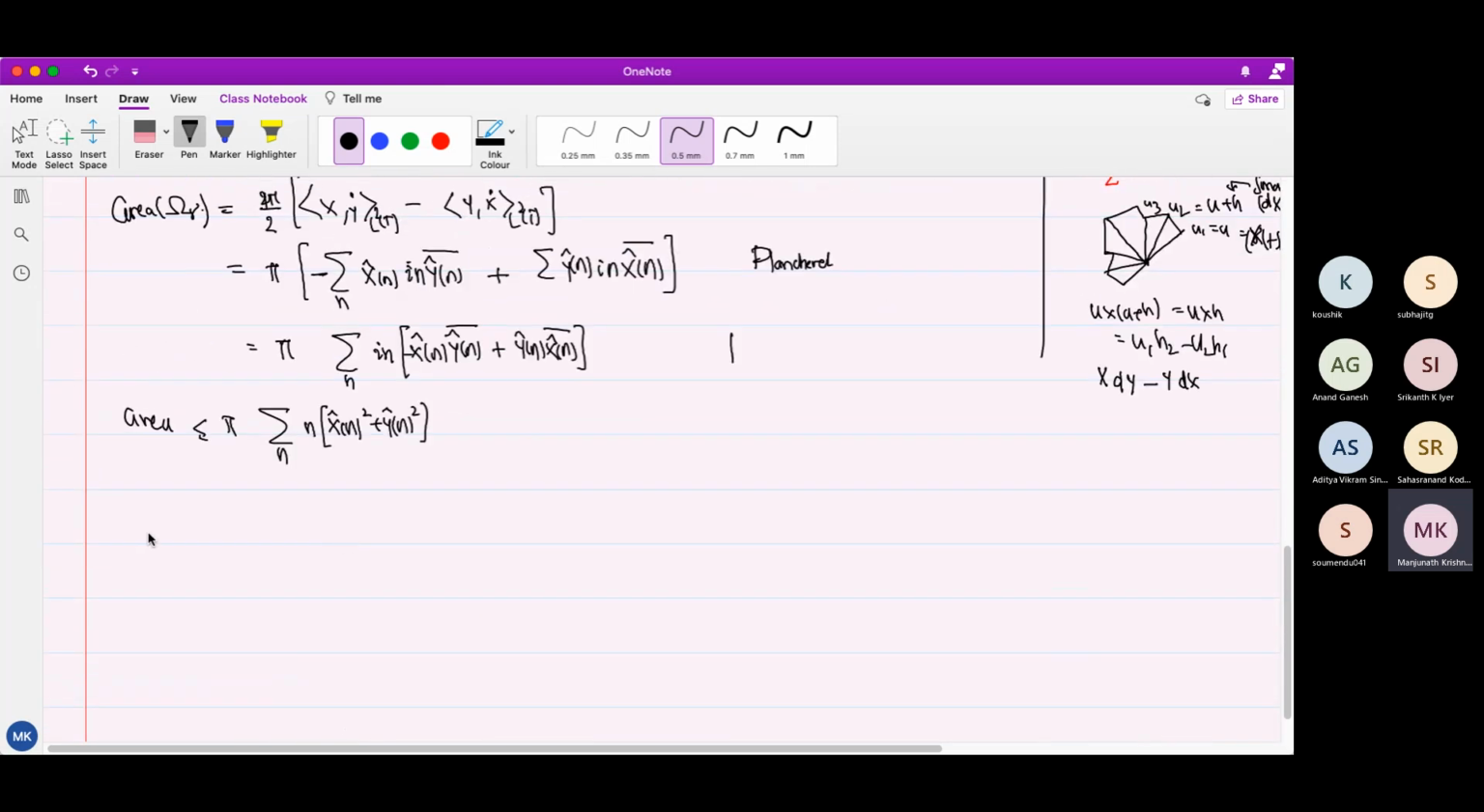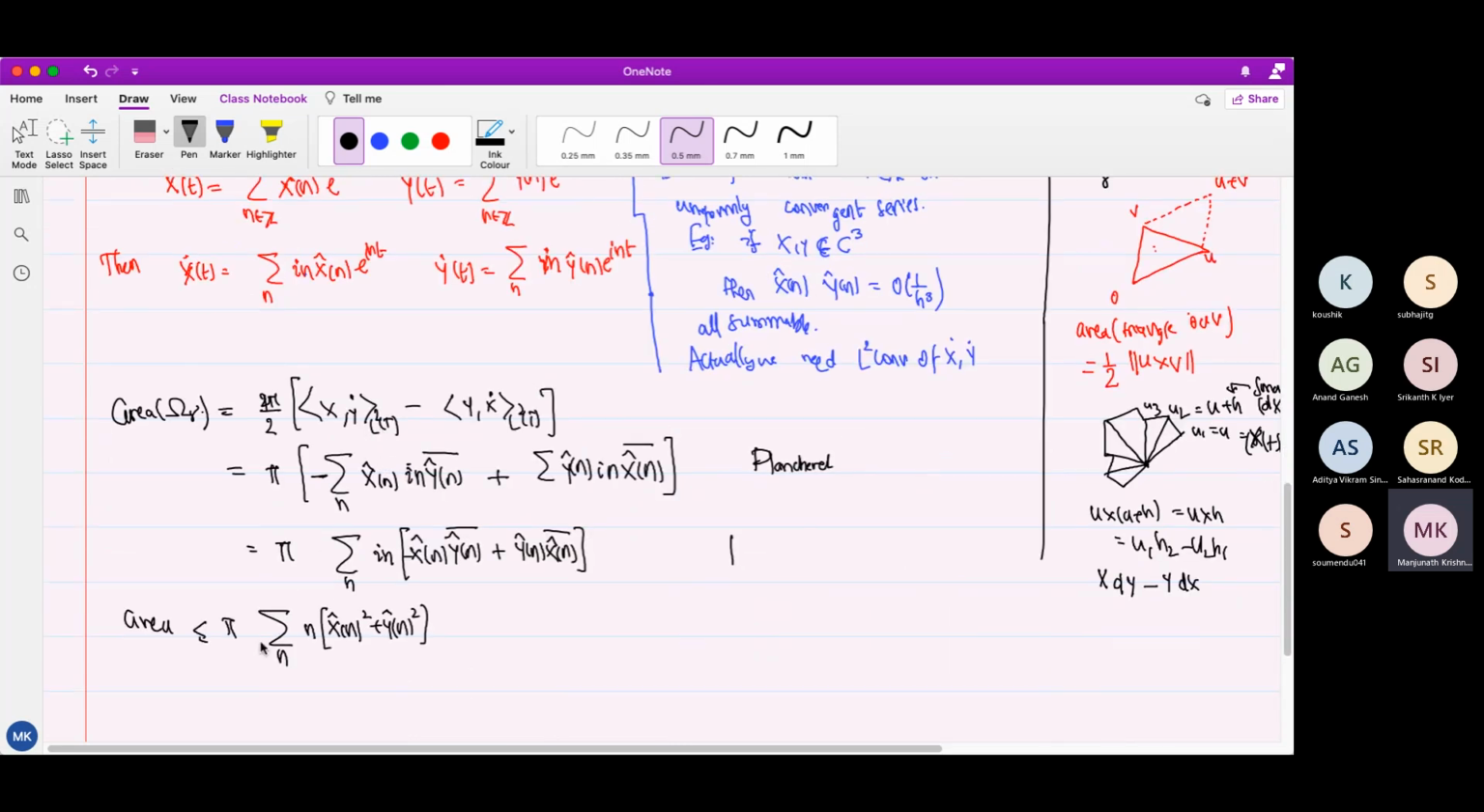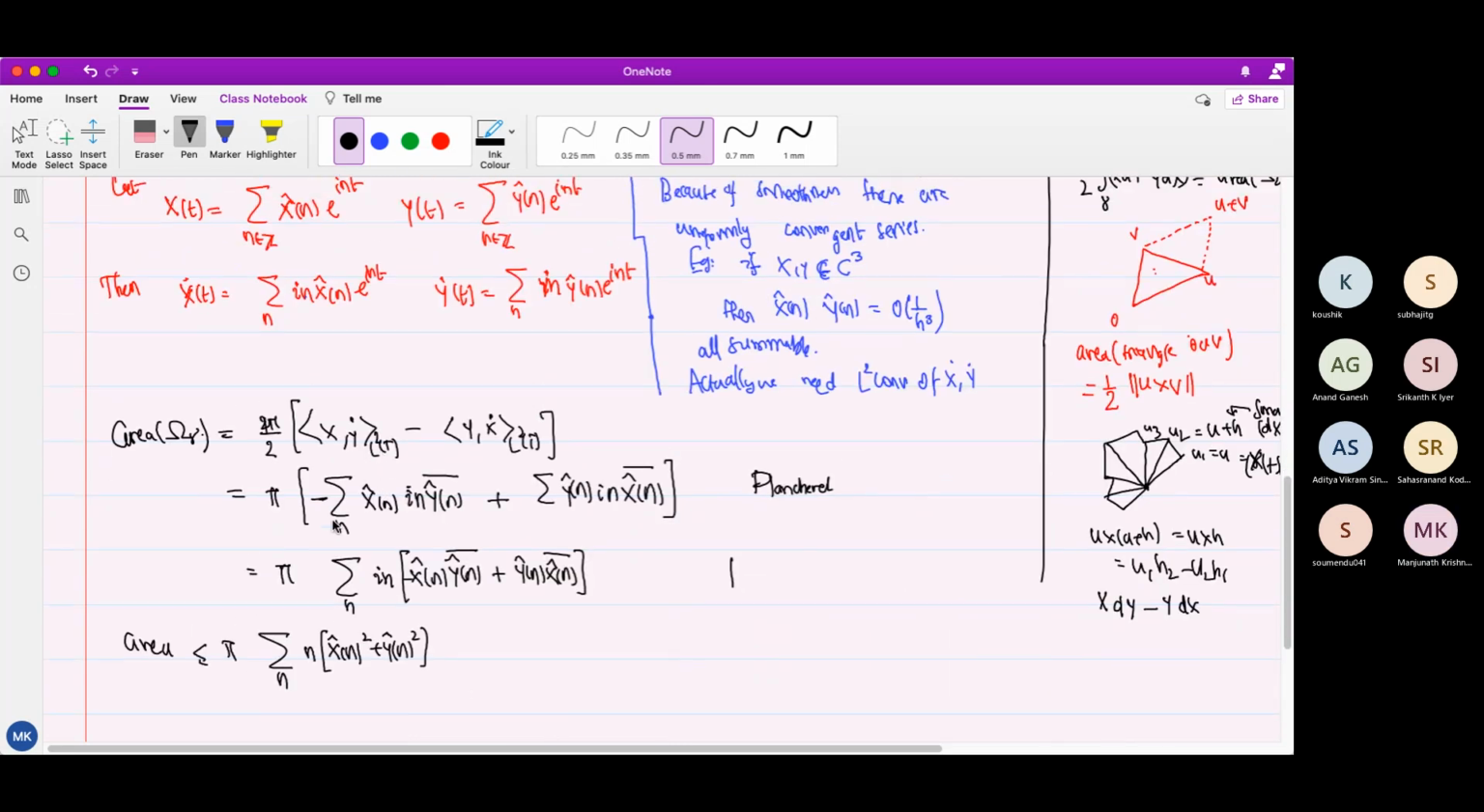Isn't there a 4 there after you apply Cauchy-Schwarz? No, I am applying Cauchy-Schwarz on just x hat of n, y hat of n, and the inner product with minus y hat of n, x hat of n. I'm just doing the dot product of these two bivariate vectors, and the norm squares are both equal to this. There is no 4.